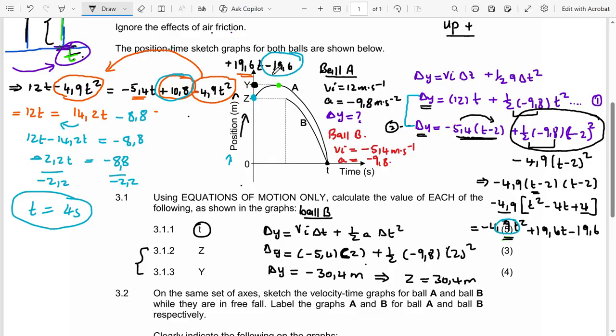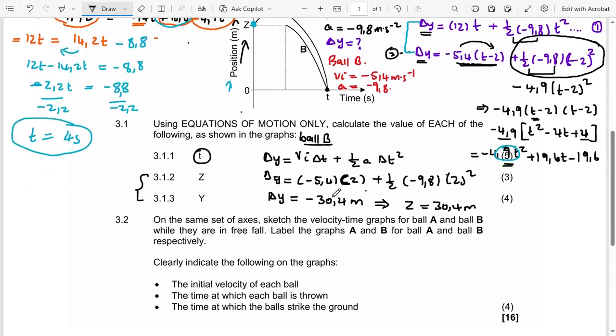I can even consider the maximum displacement of ball A, which is above the point of projection. I'm not sure if this makes sense. Let's consider the maximum point. Let's say the maximum displacement of ball A above what? Above the reference point.